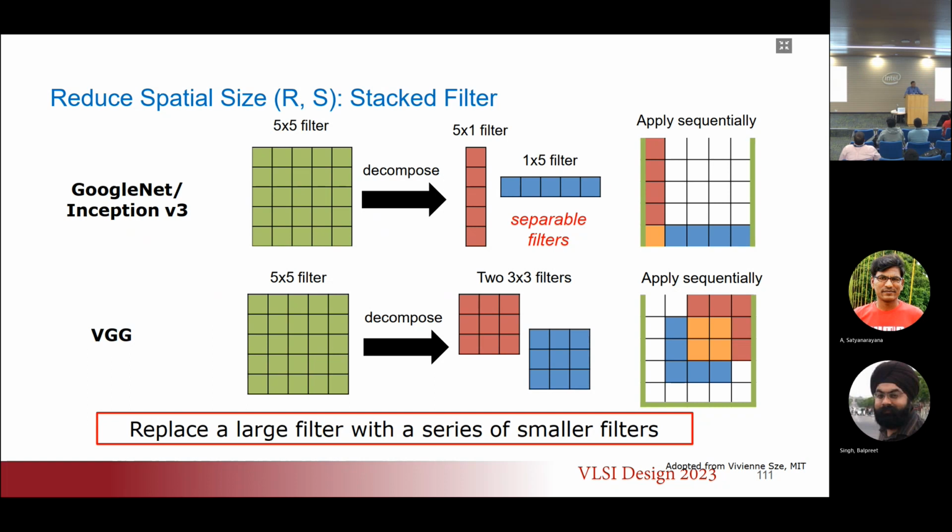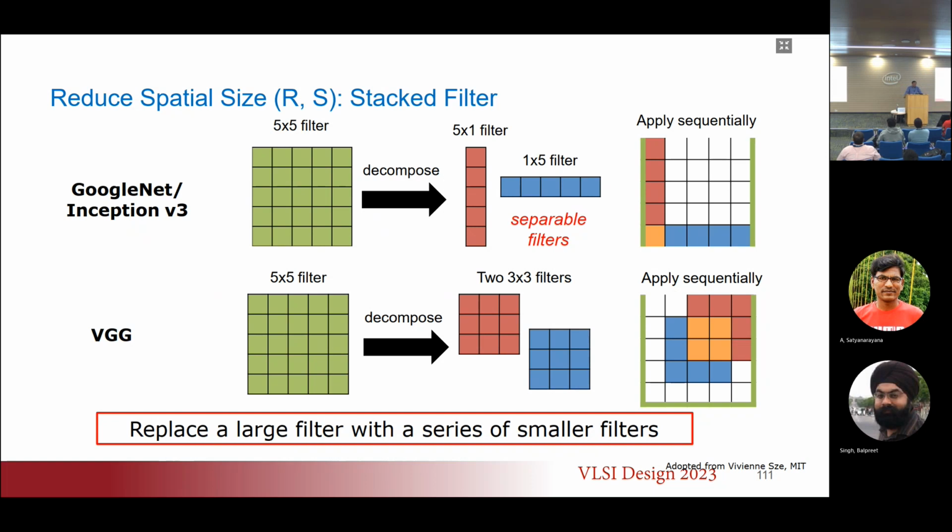I'm going to lose some accuracy because of that, but at the same time, I make that up by having fewer computations. And so how do they do this multiplication? They actually apply them sequentially. So first do the convolution with the first one, 5 by 1, then do the convolution with the second one, 1 by 5, you're done.